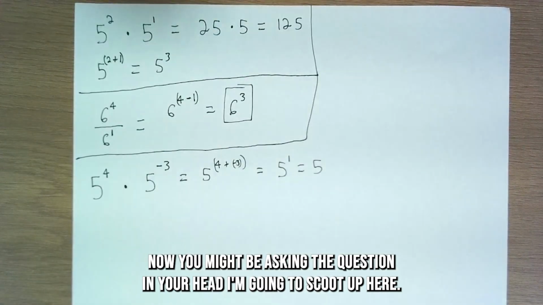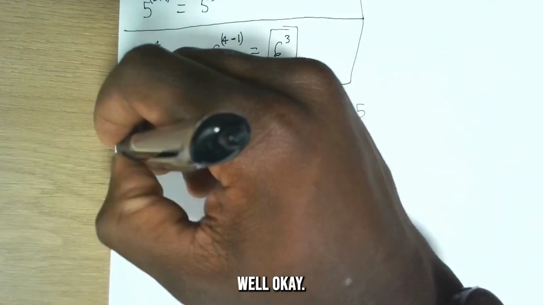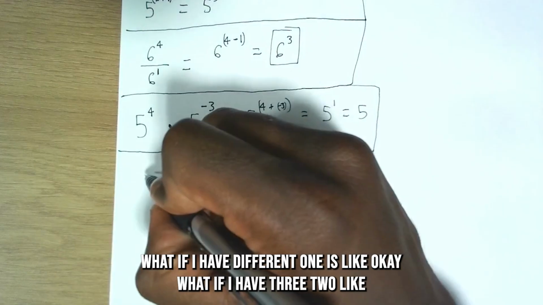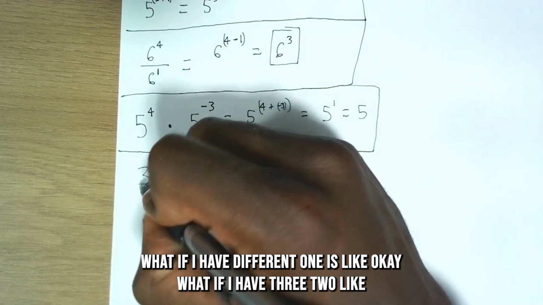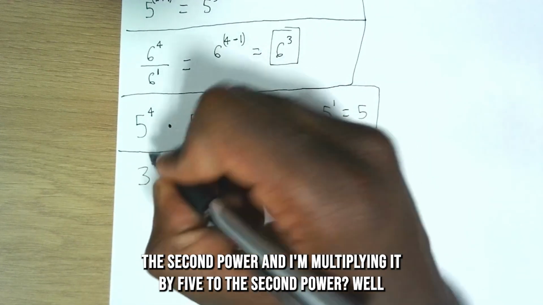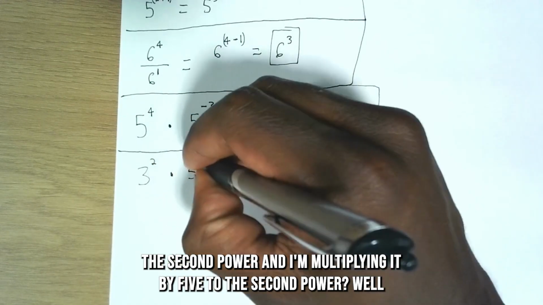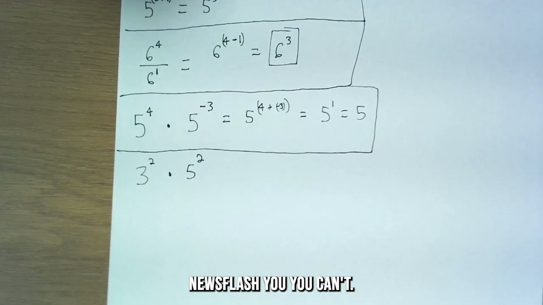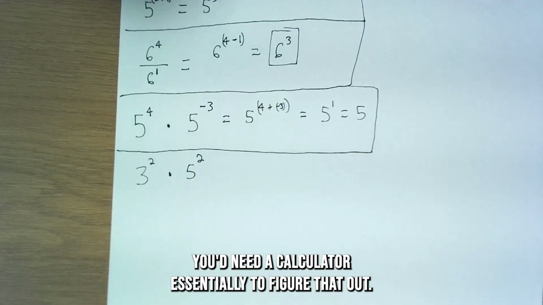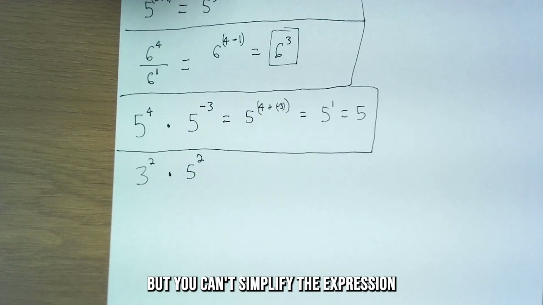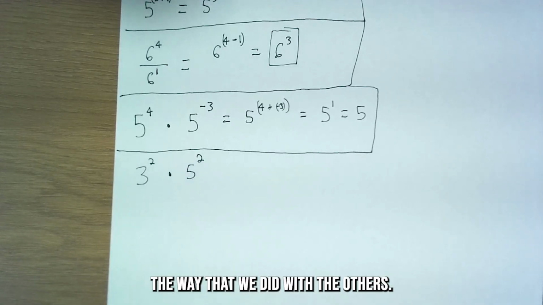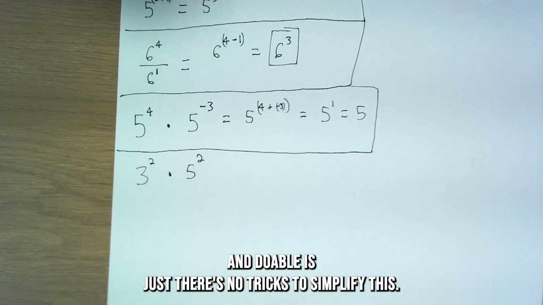Now, you might be asking the question in your head, I'm going to scoot up here. Well, okay, we have the same base for the exponents. What if I have different ones? Like, okay, what if I have 3 to like the second power, and I'm multiplying it by 5 to the second power? Well, newsflash, you can't. You would need a calculator essentially to figure that out, but you can't simplify the expression the way that we did with the others. This is absolutely possible and doable. It's just there's no tricks to simplify this.